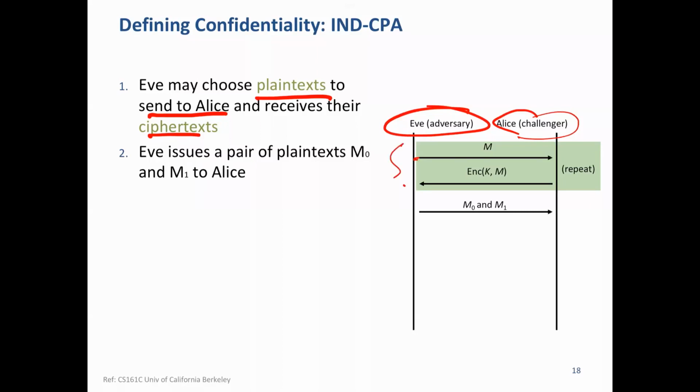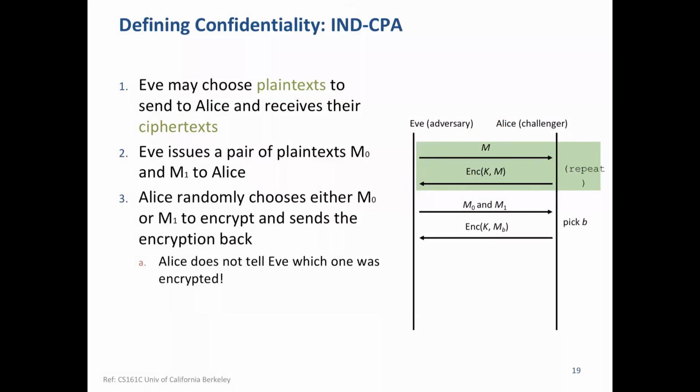So in this period she can send n number of messages, and Alice will encrypt those messages and send them back using some key. After this, Eve sends two messages, M0 and M1. Alice randomly chooses one of them, either M0 or M1, encrypts that message and sends the encryption back to Eve. Now Eve has to guess which of the two messages she sent has come back in encrypted form.